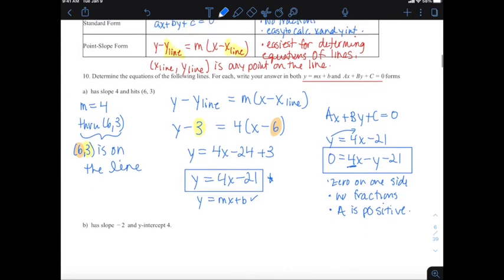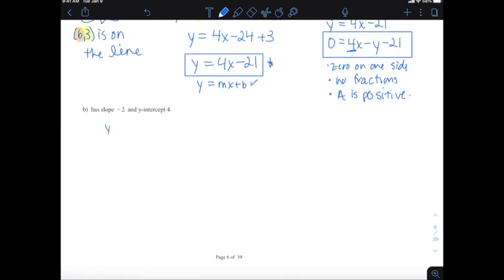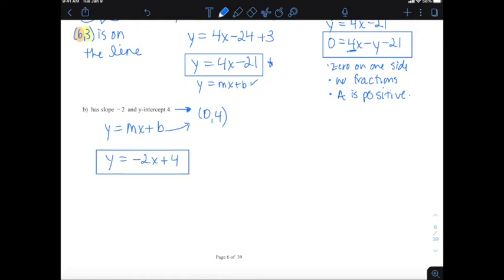Okay, so let's look at the next one. And this one's actually particularly easy if I want to use y equals mx plus b form. So this is probably the only example where I'm going to use y equals mx plus b form, because the information in the question actually gives me the y-intercept and the slope. So I know that my slope is -2, and I know my y-intercept is 4, right? (0, 4). So I know that my b value is 4.